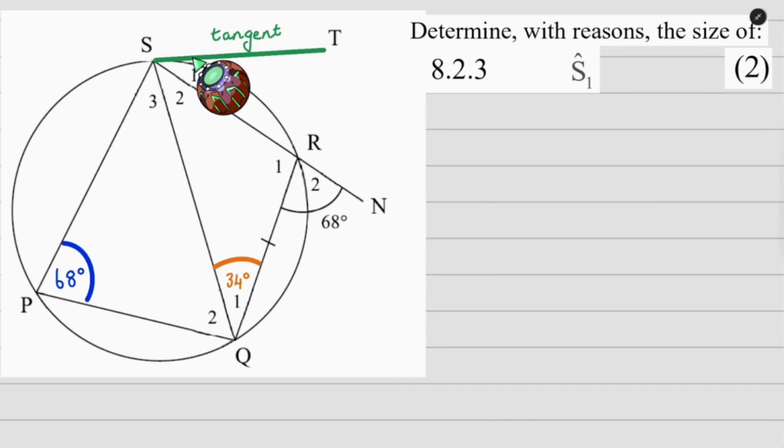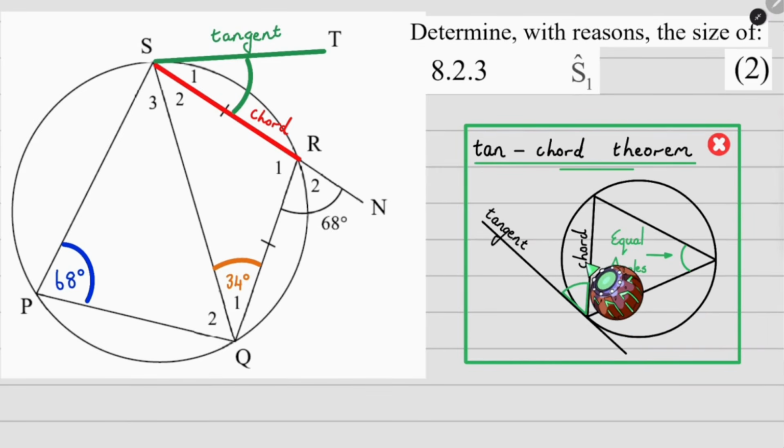Now, angle S1 is sitting in between a tangent and a chord. So we're going to utilize the tan chord theorem. Tan is short for tangent, which states the angle between the tangent and the chord is equal to the angle that this chord subtends. So we've got to find out the angle that is being subtended by the chord. So we go to either end of the chord and follow it down. And if I follow those ends down, it takes me to Q1, 34. So S1 will be equal to Q1, 34 degrees for this reason, tan chord theorem.